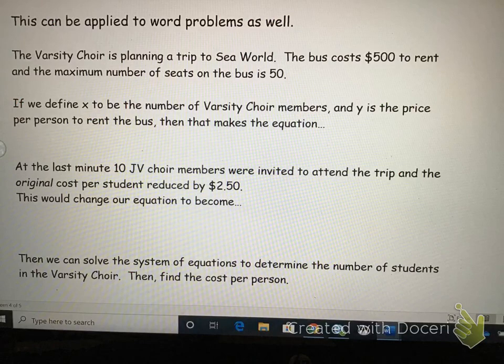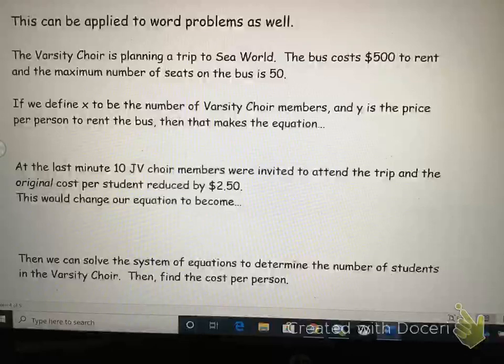And now we can apply these skills to a word problem. Okay? So when we give you guys a word problem, we will be providing you with the equations. We simply want you to practice solving. So this is how these kinds of problems will set up.